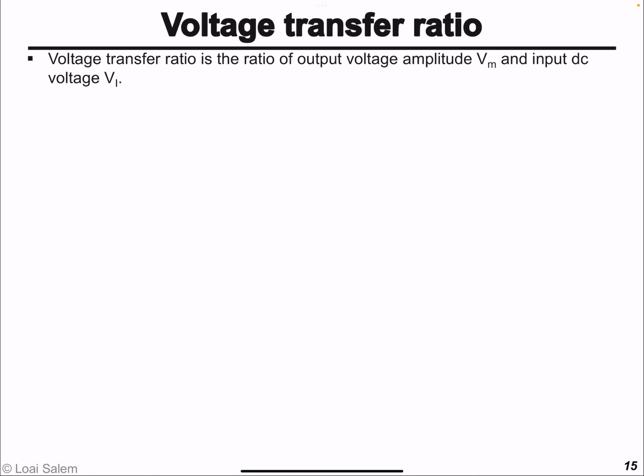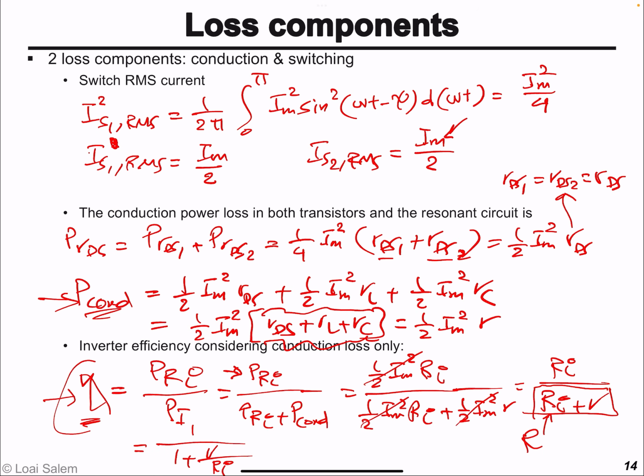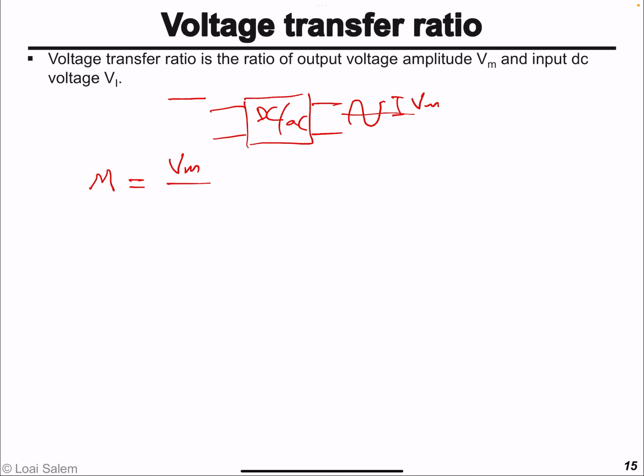Now, an important parameter for a series resonant converter, as we said, an inverter is basically a DC to AC converter, it takes DC voltage and produces sinusoidal voltage, AC voltage. That's a DC to AC converter. And so an important parameter is the voltage transfer ratio, and it's defined as the amplitude of the generated sine, it's called Vm, divided by the input DC voltage, so V capital I.